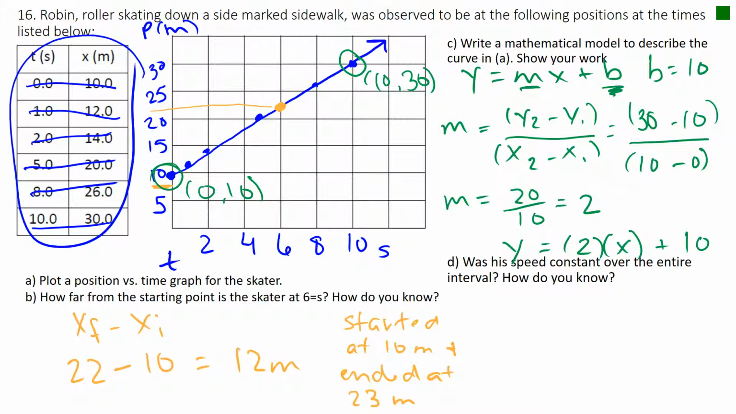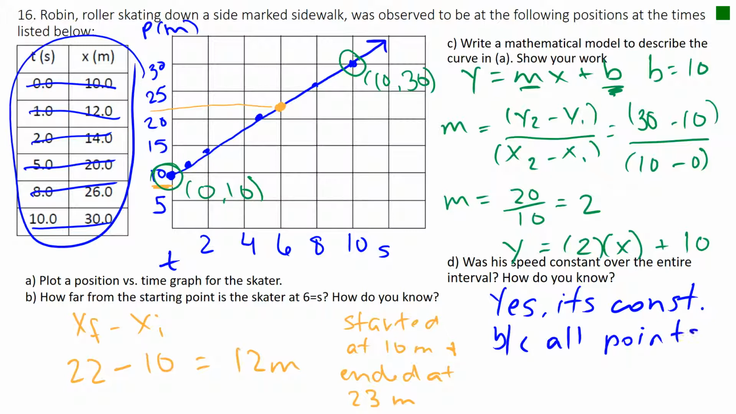How do we know? Yes, it was constant. And we know because all the points are on the line. Alrighty, so there we go. That's your problem set, numbers 12 through 16.